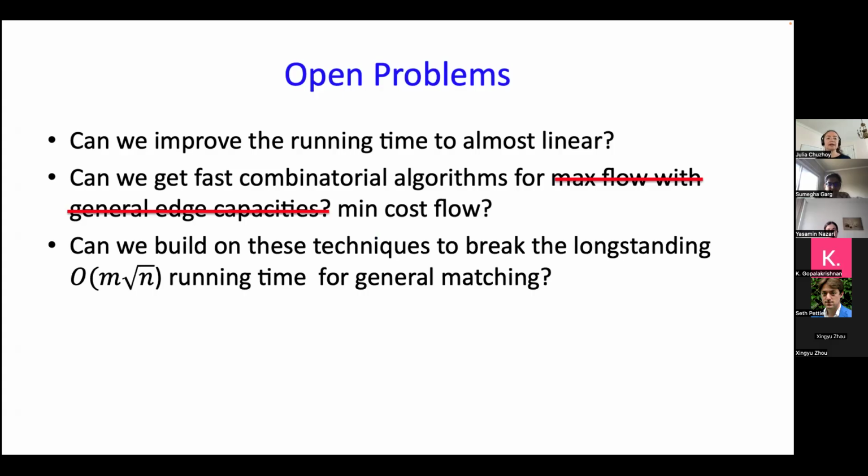And lastly, a really interesting open question is breaking this long-standing m times √n running time for general matching. And can the techniques that we introduce here help with that? And that's all. Thank you.